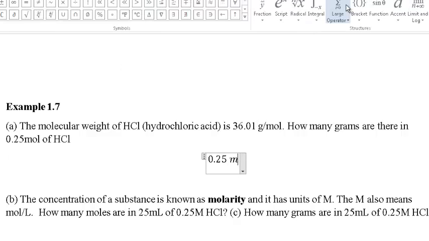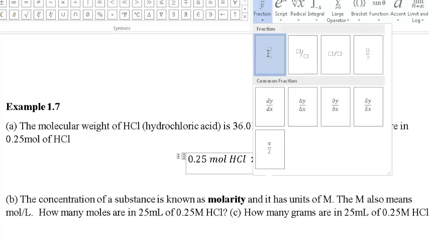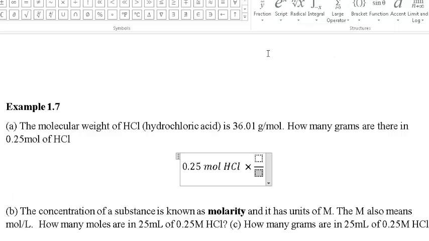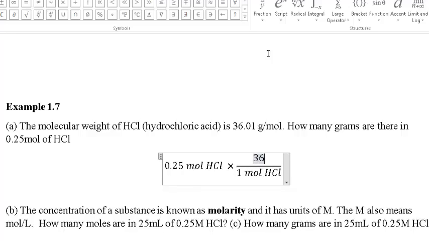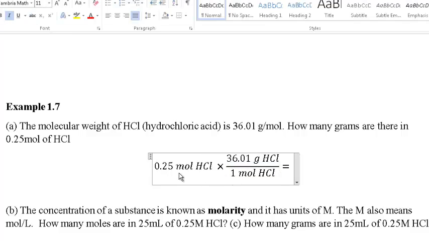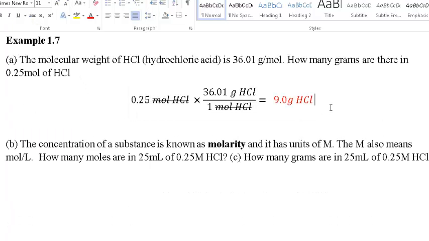We have 0.25 moles of hydrochloric acid, known as HCl. That's its chemical formula. That's what we're given. And we know that for every 1 mole of HCl, there's 36.01 grams of HCl. Well, I may not know that, but I was given that. So the mole HCl and mole HCl cancel, so I'm just going to cancel those out here. So doing that problem, I get 9 grams of HCl. I went to 2 sig figs, 0.25.